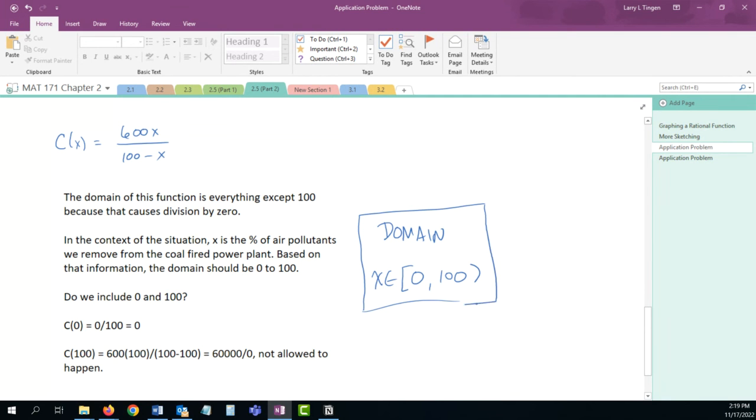Because if I plug in 100, it causes division by 0, which means what for the problem? You can't remove 100% of the air pollutants. So yes, Andrew, you're absolutely right. You cannot go below 0, right? How much money does it cost to remove negative 10%? That's not a thing. So 0 to 100, because X is a percent, then you go to the algebra: do my endpoints get included? 0 does, 100 does not.